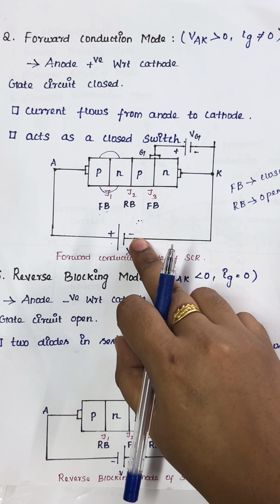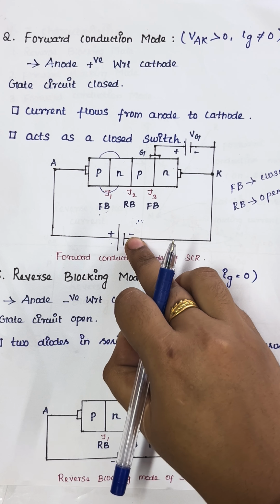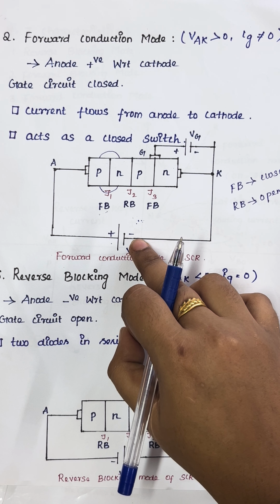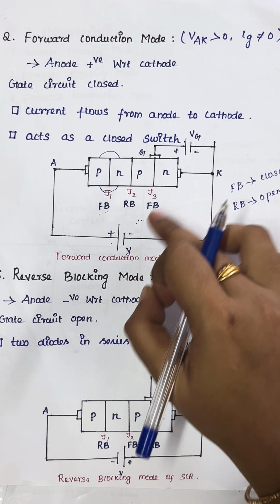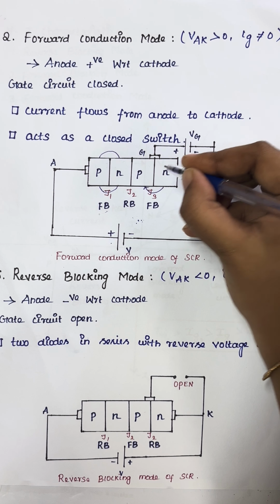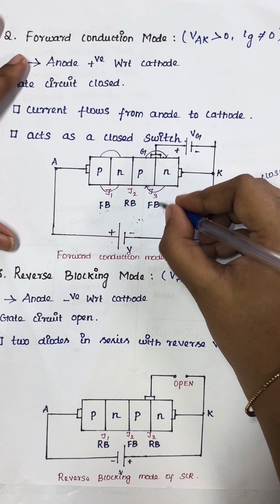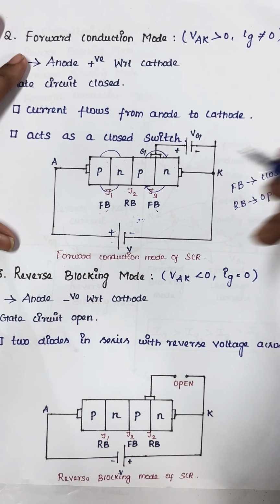Here we are applying the negative supply. The N layer is connected to the negative supply, and the N layer has electrons as majority carriers. Like charge carriers repel each other, so the majority carriers of N move toward the junction and cross it. So junction 3 also acts as forward bias, and it is also a closed switch.